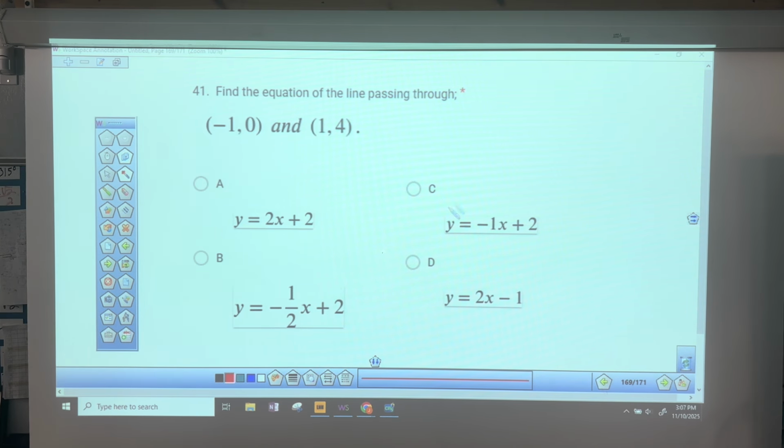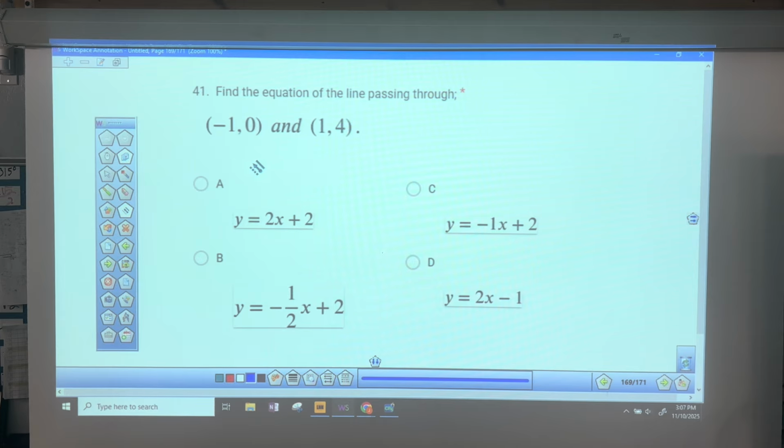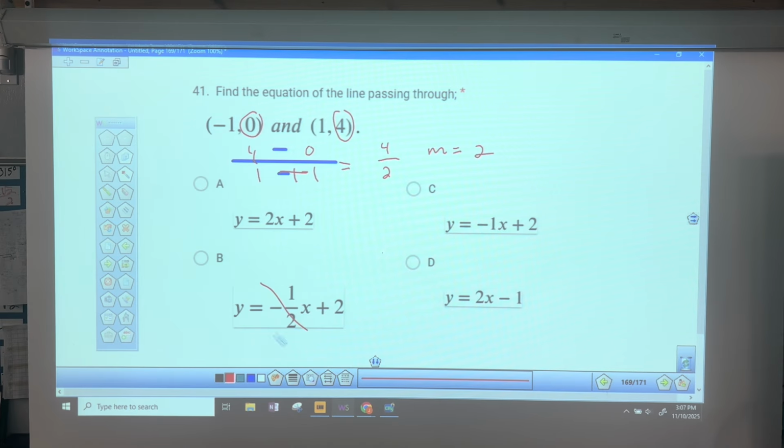They all have different slopes, so let's go ahead and calculate the slope using the slope formula. Y sub 2 minus y sub 1 over x sub 2 minus x sub 1. So that's going to give me a 4 on the top. 1 minus negative 1 is 1 plus 1. So my slope is going to equal 2. So I can get rid of this one and this one.